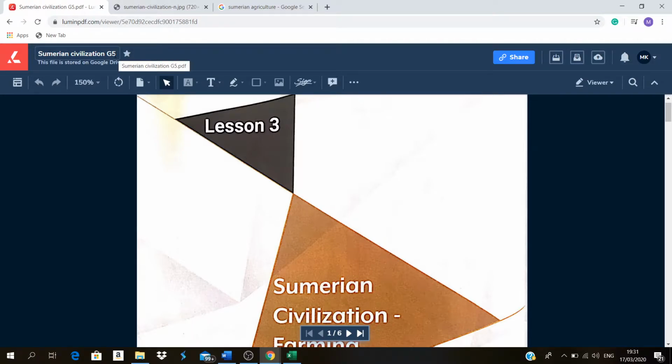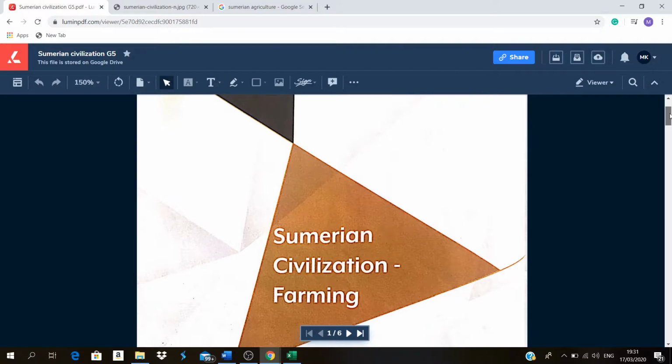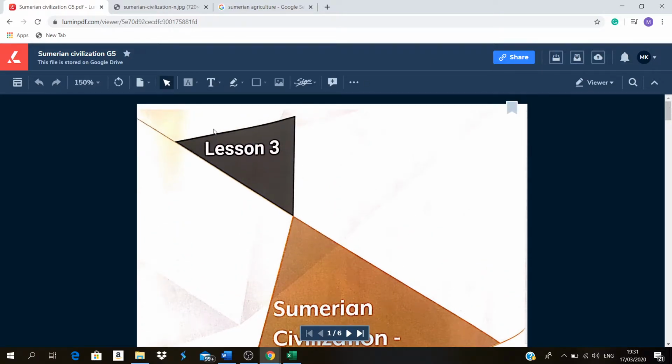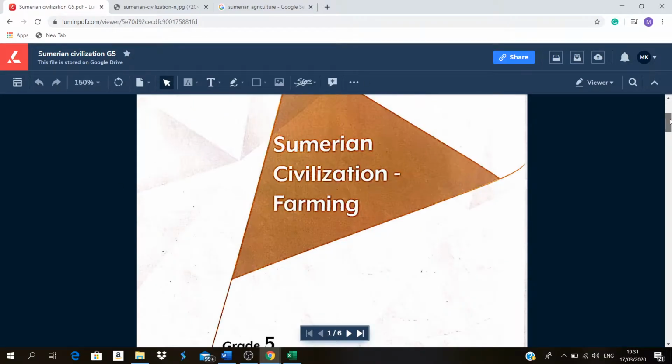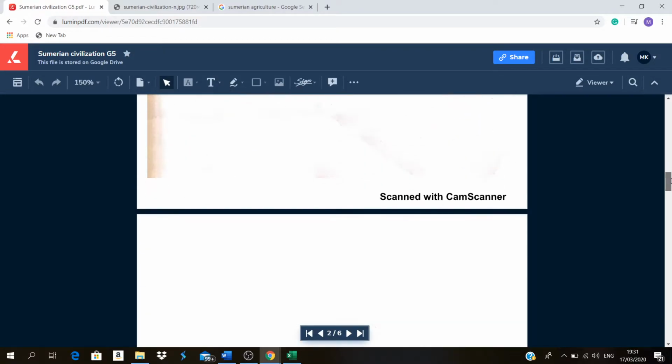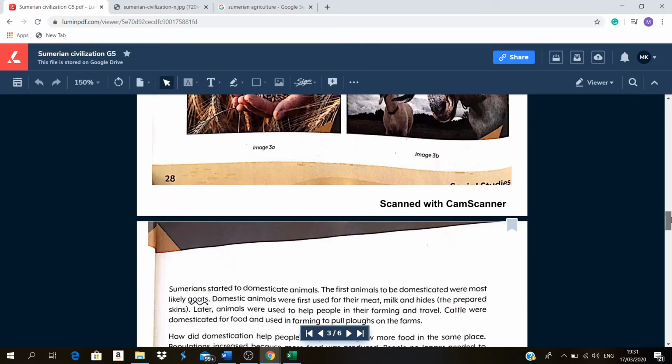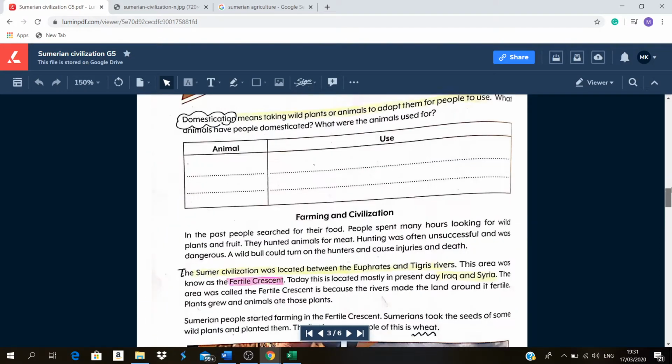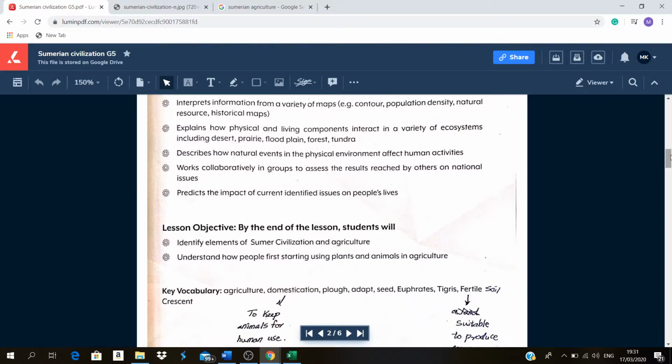Today inshallah our lesson is going to be about Sumerian civilization. We're going to learn about farming during that period of time. It's lesson 3 in your book, page 26. In this lesson, we're going to identify elements of Sumer civilization and agriculture. Also, we're going to understand how people first started using plants and animals in agriculture.